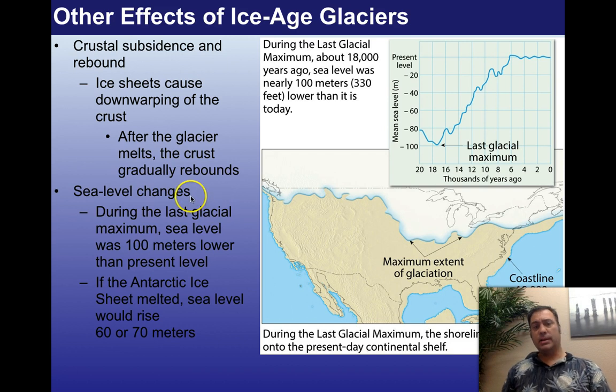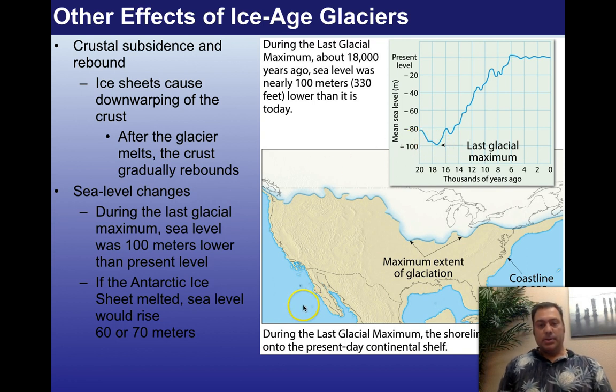They're also responsible largely for the sea level changes. During the last glacial maximum, sea level was 100 meters lower than at present level today, about 330 feet. When we look at this data, this would be our present day right here, and if we follow the graph down, this is thousands of years ago. At about 16 to 18,000 years, we can call it 17,000 if we want to be close, we hit the last glacial maximum, in which case the oceans were a full 330 feet or 100 meters lower than where they are currently. If the Antarctic ice sheet melted, sea level would rise a further 60 to 70 meters. So there's been a lot of difference since the glacial maximum.